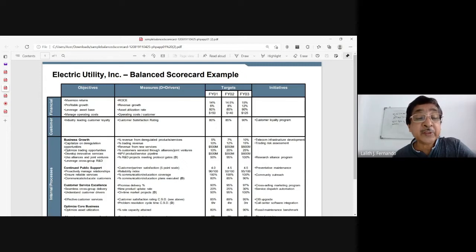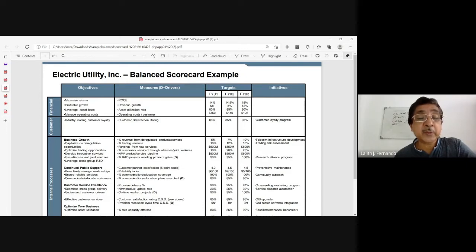Then develop innovative services. Then your measurement device is revenue from new services. Because when you have some innovative services introduced, you have to see how the revenue is being generated from those services, and that is revenue from new services. And they have given it in absolute form in dollar terms. I think with that you will understand what business growth is going to be.